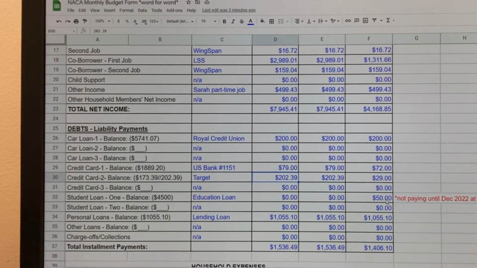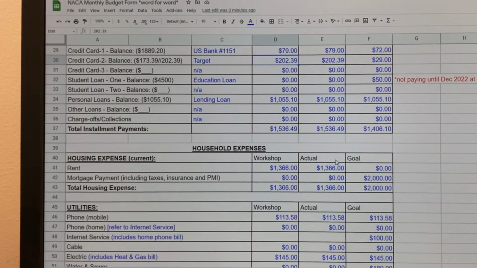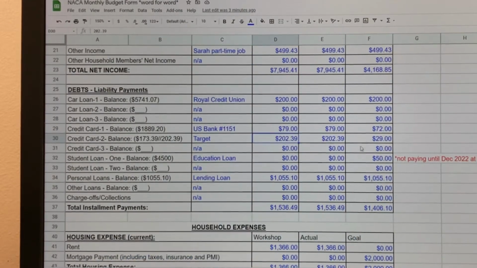Sometimes you can see, like right here, this is 50 for the student loan I have, but there is no payment, and that's fine too. You want to make sure that your goal is either at or above what your actual and your workshop amounts are. Because we've already had our workshop, I just keep our actual and workshop the same number. It's kind of redundant, but it's just to keep the format of what we were given from the house buying program.